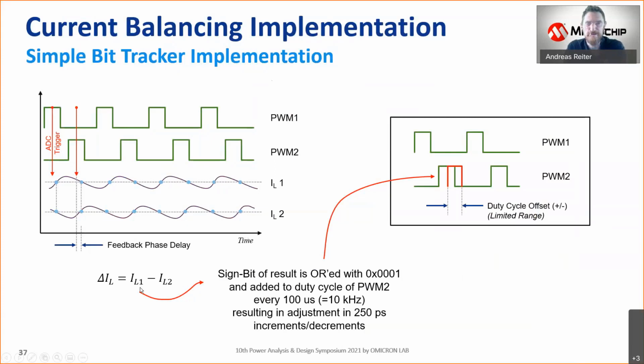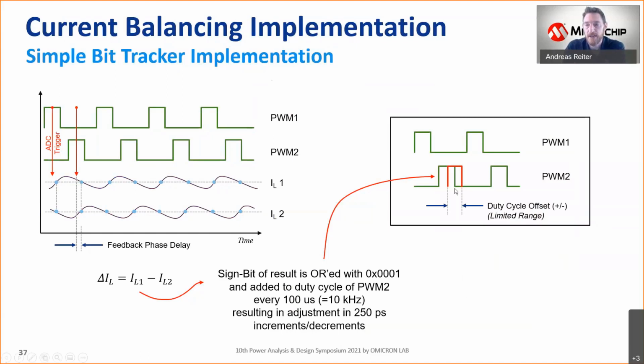So the difference of both currents gives us a result, and the result is a number. A digital number always has a sign bit as its most significant bit. So what our current balancing algorithm does at the moment is just take the sign bit, and if the sign bit is set, then this is ORed with just the number 1. This number 1 is the size of the duty cycle adaptation we can do in one single balancing step. So here it is just 1, so we are incrementing or decrementing the duty cycle in 250 picosecond steps.